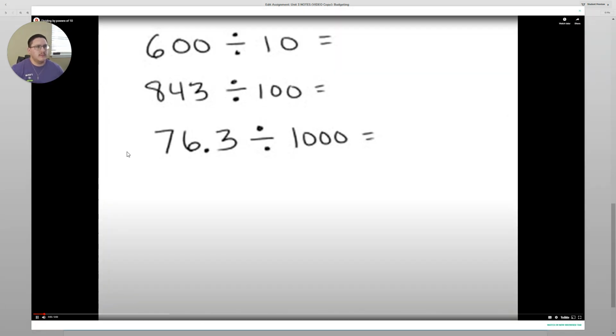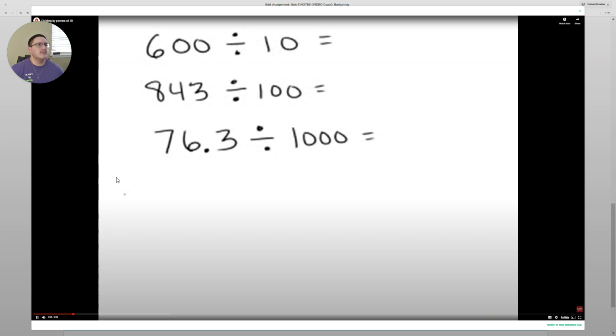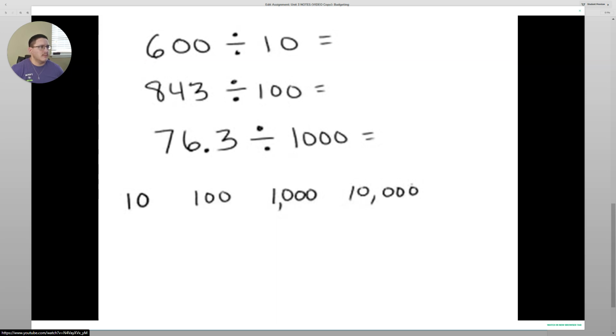Okay, now I'm going to go ahead and do some division with powers of 10. Powers of 10 are simply the numbers that have a 1 and zeros with it. So 10 is a power of 10, 100, because it has zeros, is a power of 10, 1,000 is a power of 10, 10,000 is a power of 10, and so forth. So any number that is 1 plus a bunch of zeros is a power of 10.